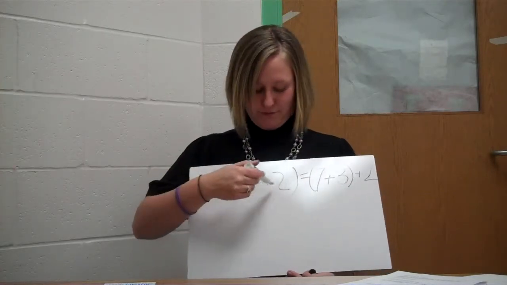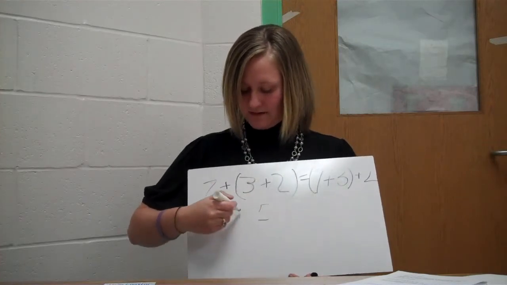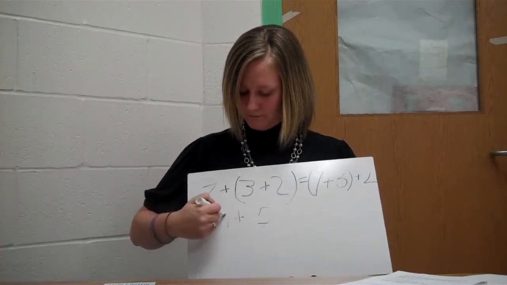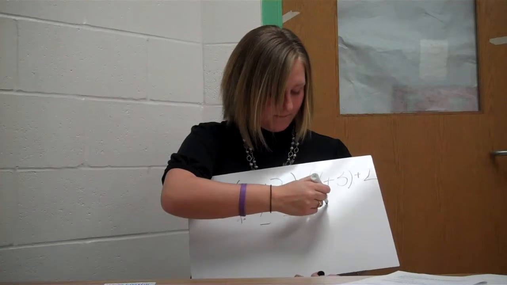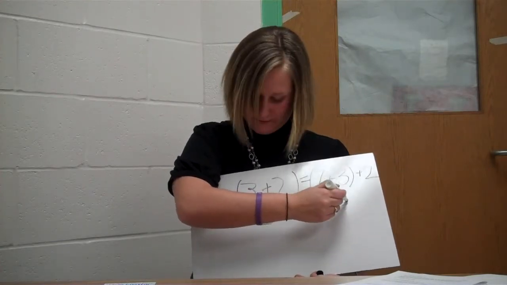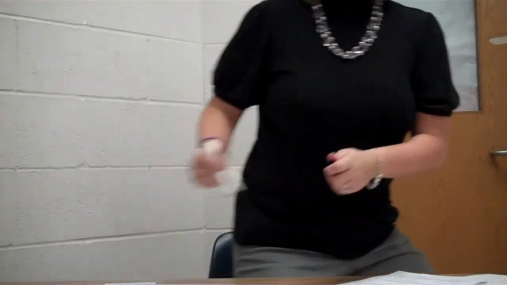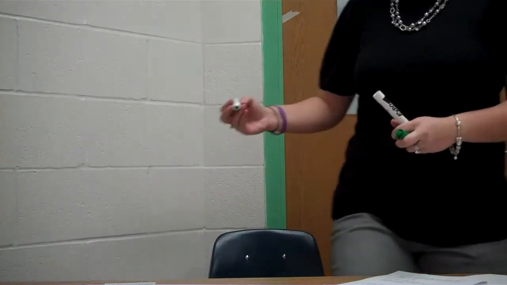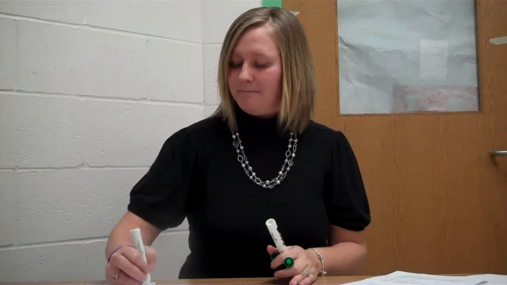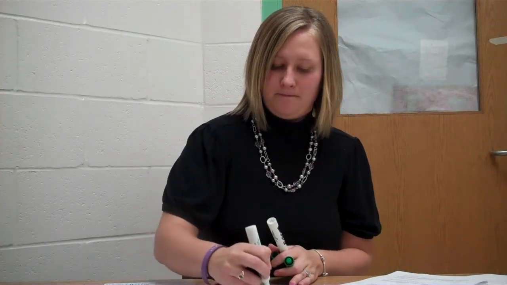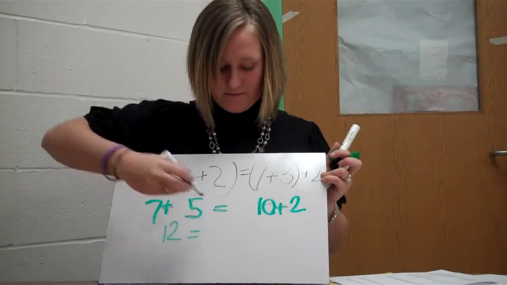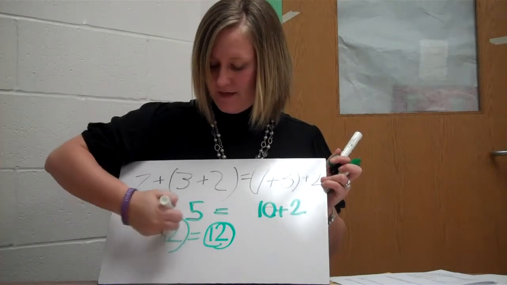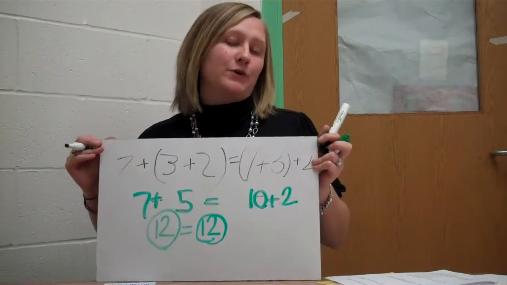For instance, on this one it would be 3 plus 2, that equals 5. Then I would add 7, equals 7 plus 3 is 10 plus 2. My marker's running out. Let me get another marker. There we go, much better. 7 plus 5 is 12. 10 plus 2 is 12. So they equal the same thing. It doesn't matter what order or how you group them.